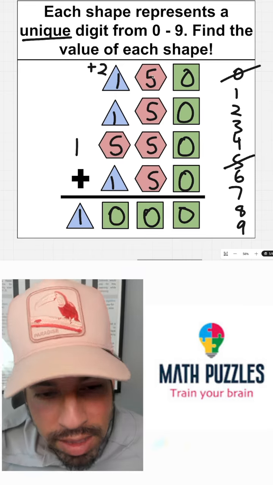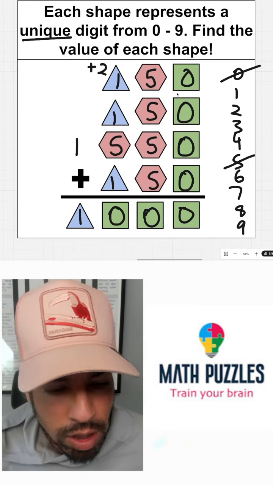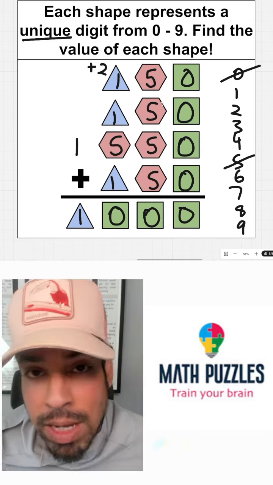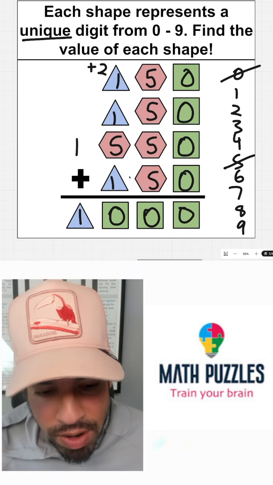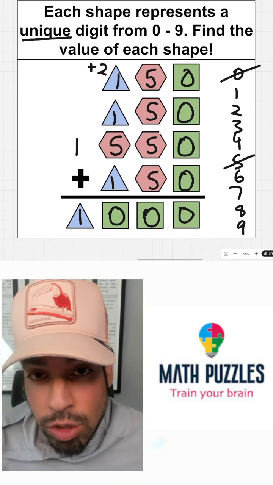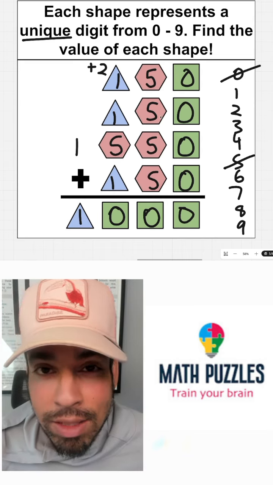Triangles are 1, hexagons are 5, green squares are 0. And then that makes an equation of 150 plus 150 plus 550 plus 150 equals 1,000, which is, of course, true. That's how you do it. Done.